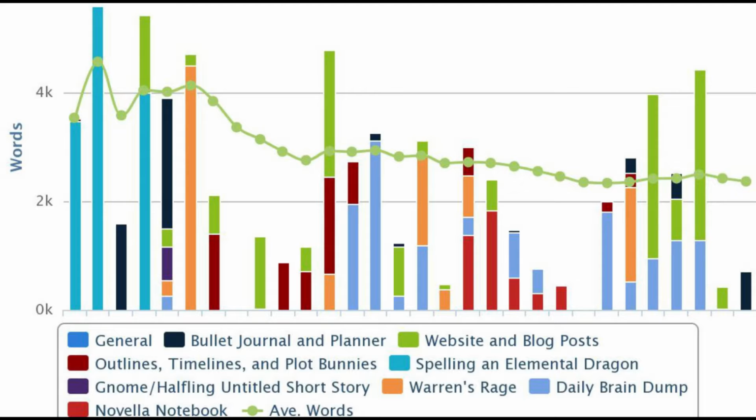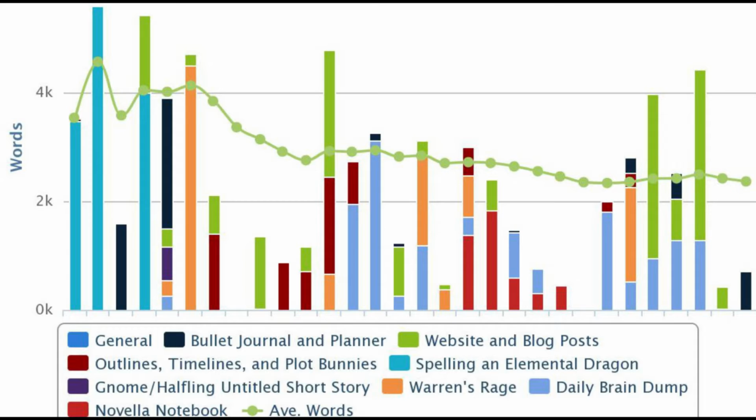Most of my writing fell under my bullet journal and planner, which I've been trying to update and get up to date, and my website and blog posts, which I try to stay on top of ahead of time. I try to schedule blog posts instead of writing them the day of. So there's been a lot of writing there as well. In the future, I will probably not track anything dealing with my bullet journal, my website, or outlining, just because I want to focus more on individual projects.